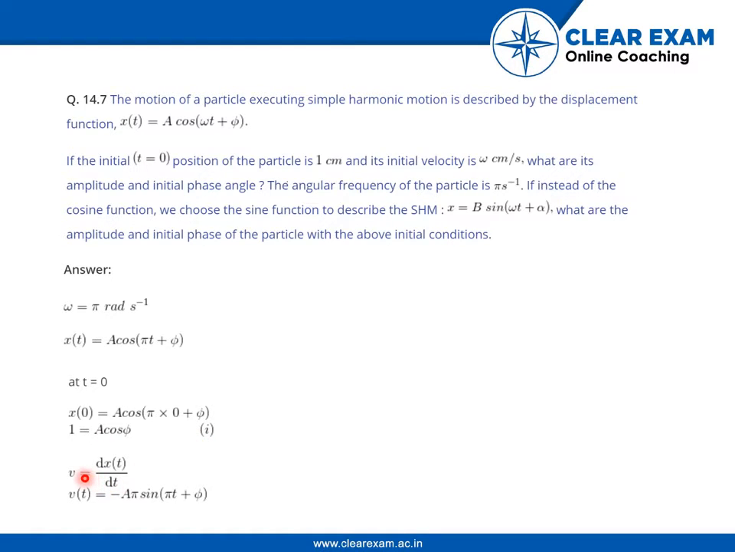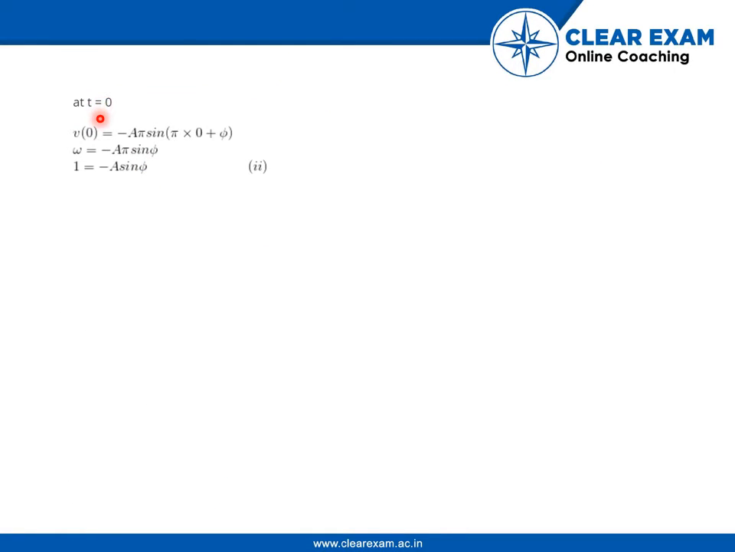Then if we want to find the value of the velocity, we need to differentiate this particular function with respect to t, that is d/dt of x(t), and after differentiating we get minus a pi sin(pi t plus phi). Now we again need to put in the value of t as 0, so putting that we get 1 equals minus a pi sin phi. So that becomes our number 2 equation.